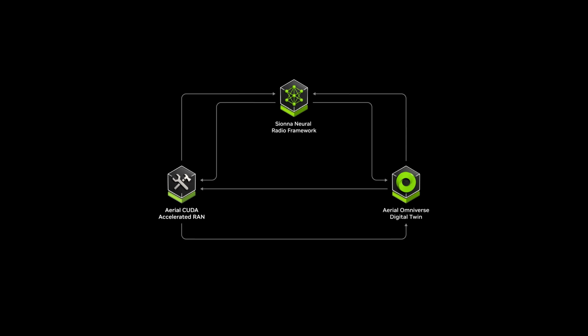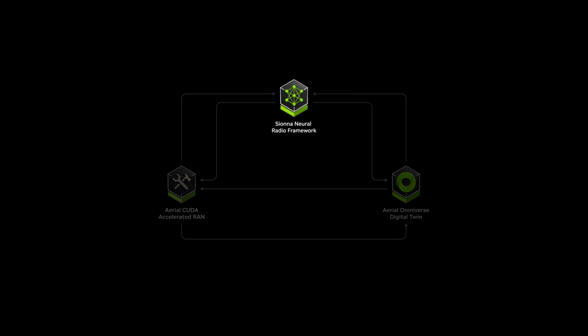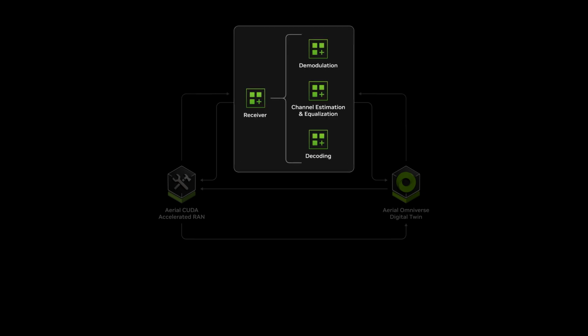NVIDIA's 6G Research Cloud platform gives developers the tools they need to successfully evolve current wireless stacks and deliver AI-native 6G. The NVIDIA Sionna Neural Radio Framework lets researchers rapidly prototype AI in the radio access network. Once trained in Sionna and optimized with NVIDIA TensorRT, the function can be replaced with a neural network that's optimized to improve network and spectral efficiency in its specific environment.